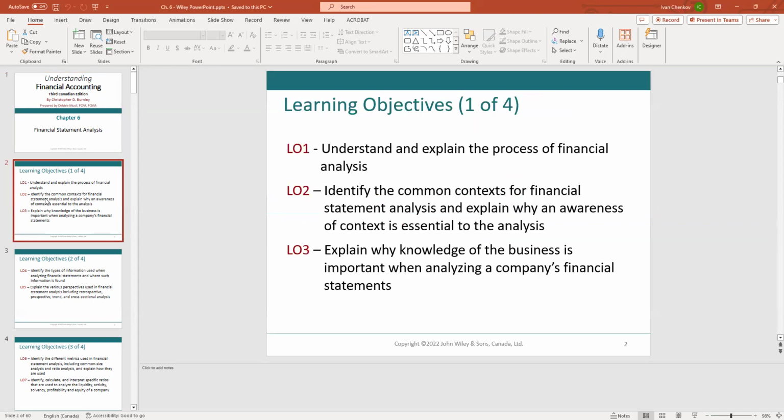Since we understand how to prepare the financial statements, which are the income statement, statement of changes of equity, then we have a statement of financial position, or the other term called balance sheet. And then we have a cash flow statement, and the last statement is the notes to financial statements.